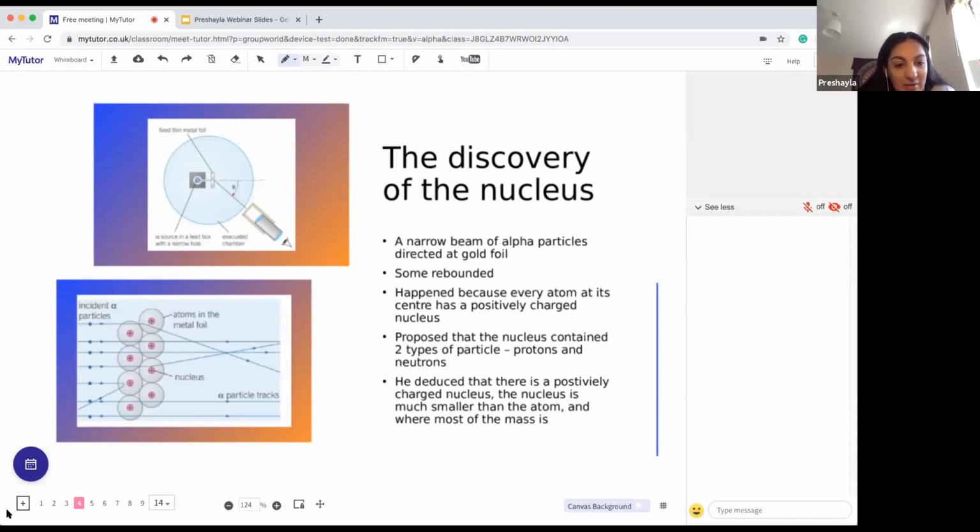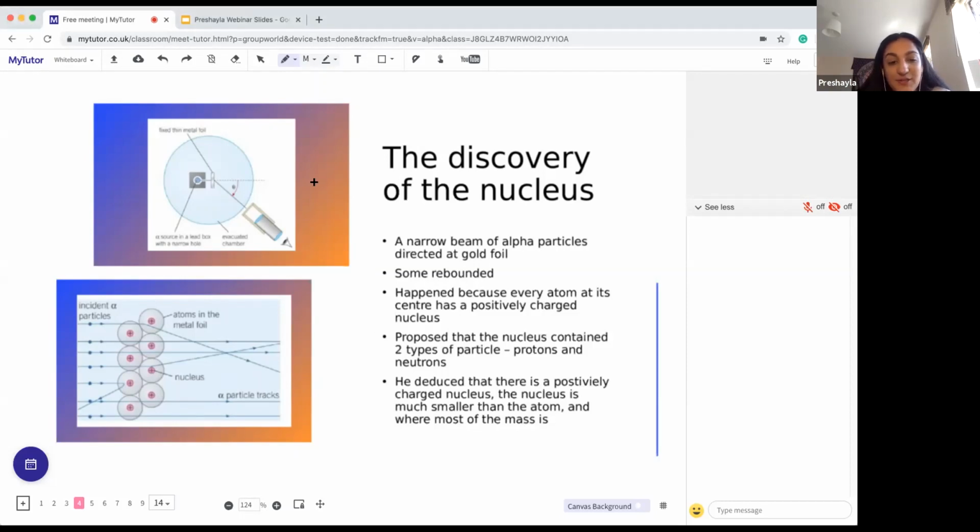But in this diagram here, you can see that the alpha particles are hitting the atoms in the metal foil, which are these pink dots. So our thin beam of alpha particles is hitting the atoms in the metal foil. And some do go straight through, but some bend and some get rebounded. And because of those that got rebounded, he was able to prove that the atom must have a positively charged nucleus.